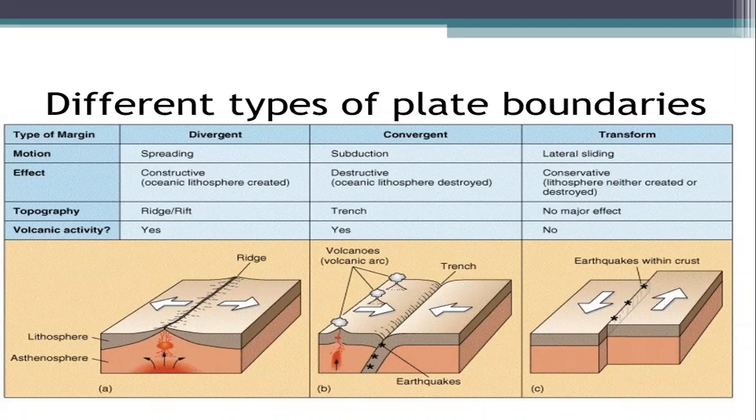The three different types of plate boundaries are divergent, moving away from each other, convergent, moving towards each other, and transform, moving alongside of each other. They are described in the following three concepts.